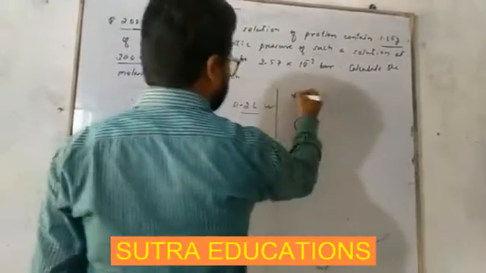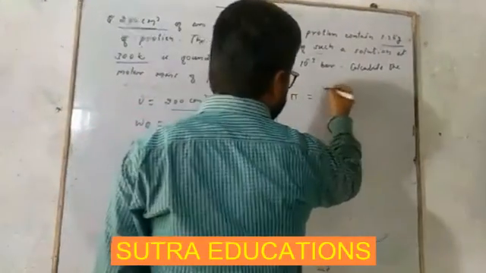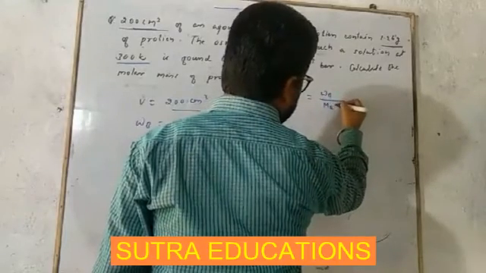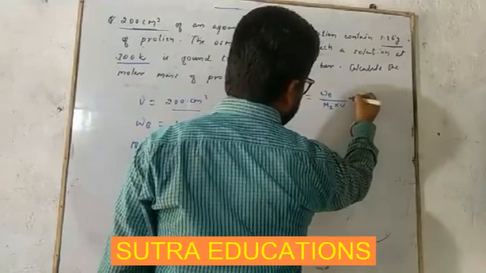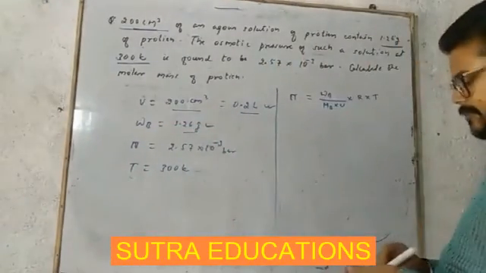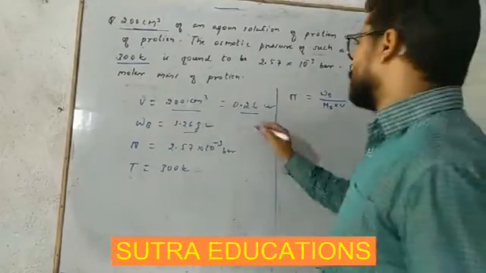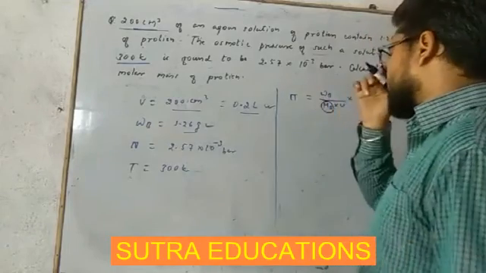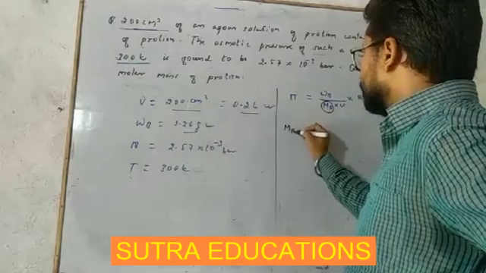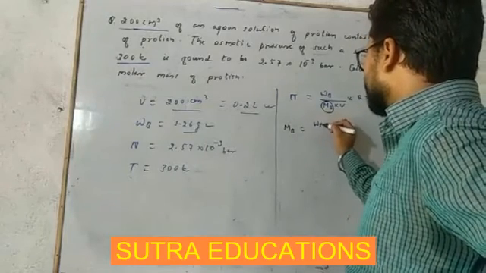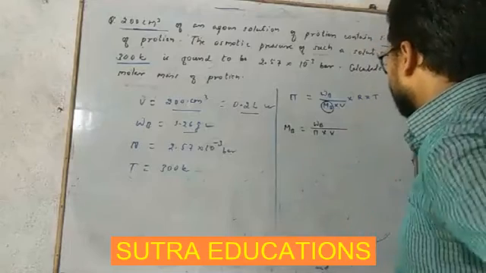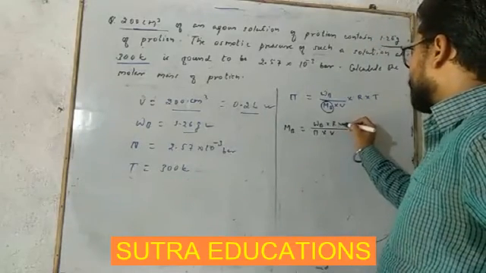So we know pi is equal to CRT. C can be written as WB upon MB into volume of solution in liter, multiplied by R into T. We have to calculate the molar mass of protein, that is MB. Molar mass of protein means molar mass of solute, MB. So MB will be equal to WB upon pi into V into R into T.